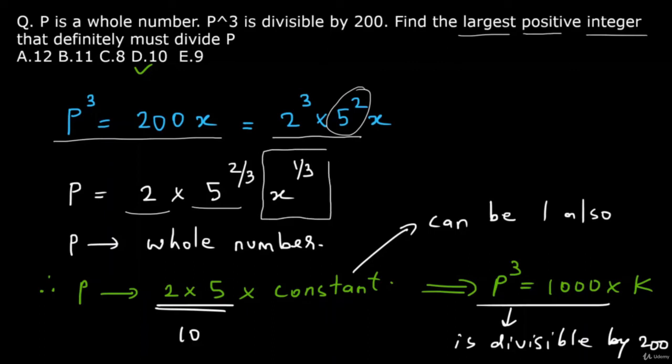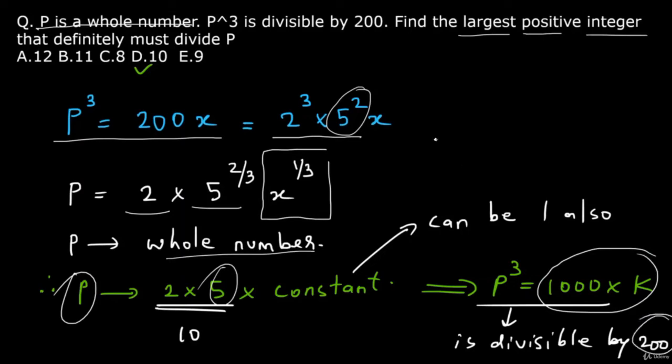Alright. Now over here it's mentioned that P is a whole number. So it cannot remain as 5 to the power 2 by 3, right? So we have to take 5 as 5 itself. Therefore 2 into 5 into a constant is what P is. Now remember, if P is 2 into 5 into a constant, that's 10 into a constant, P cube will be 1000 into a constant. And this is also divisible by 200. So it does not violate the first criteria over here. Therefore, P must be divisible by 10, and hence the correct answer to this question is option D.